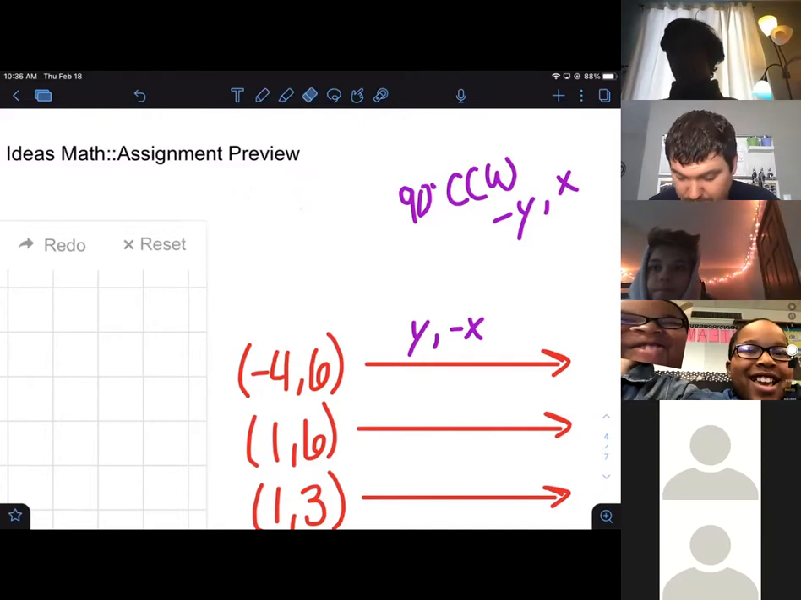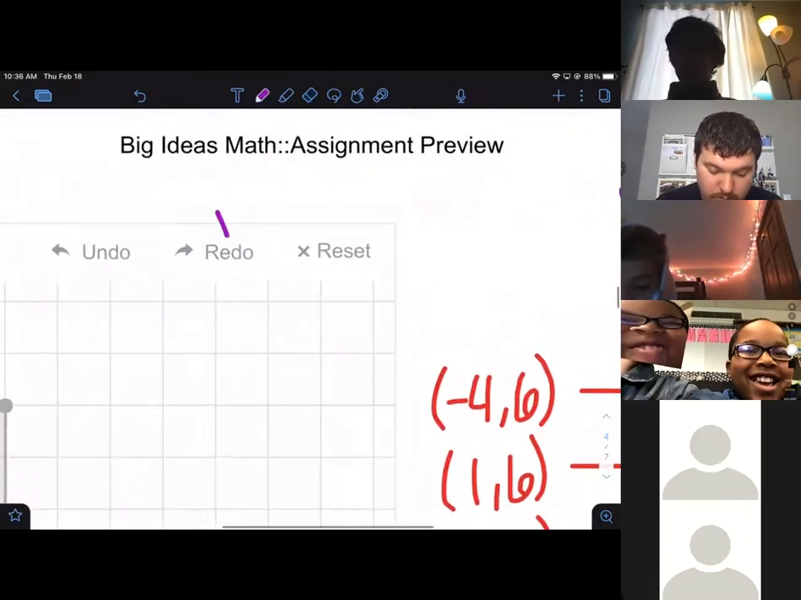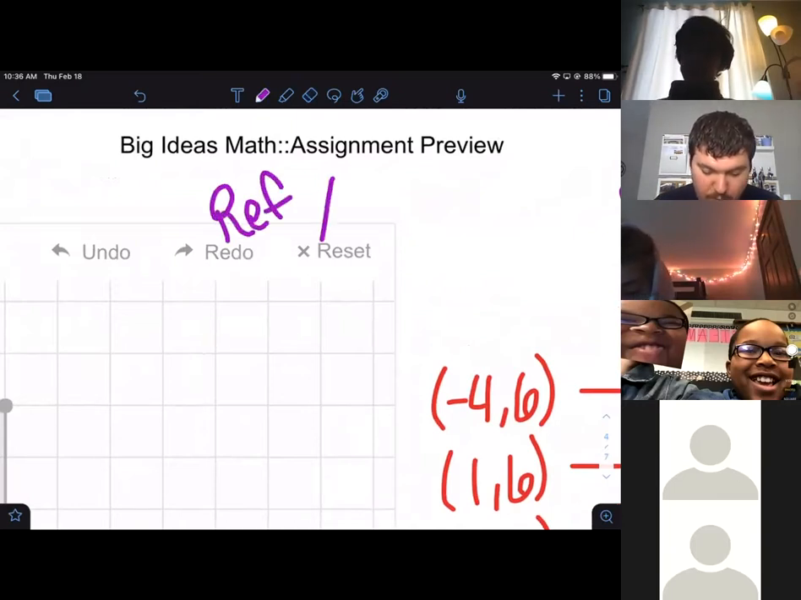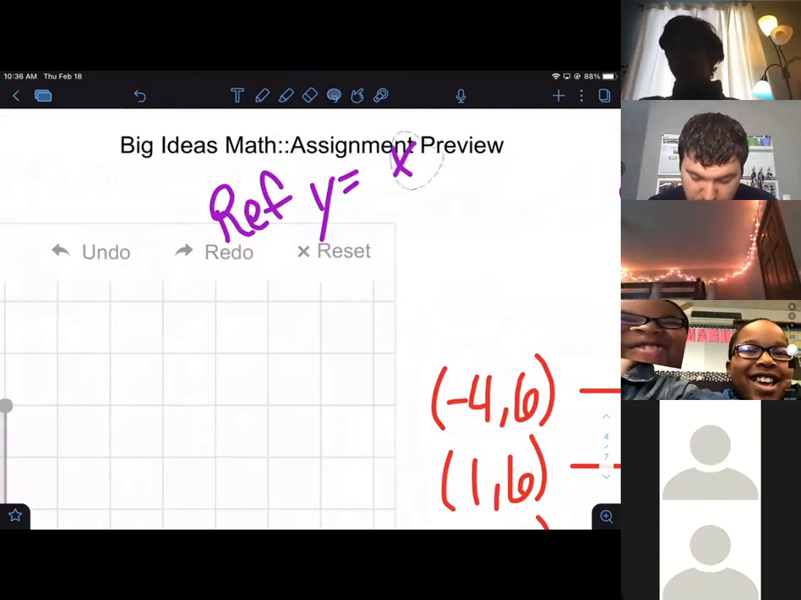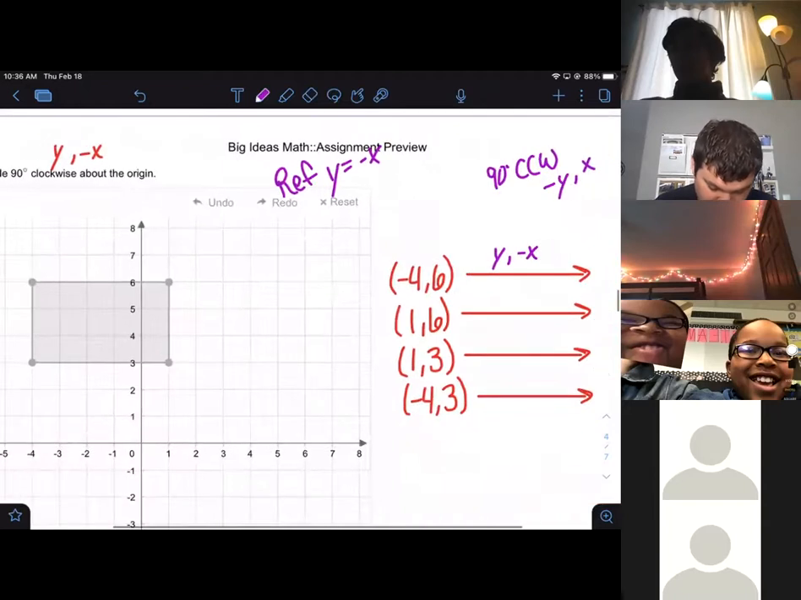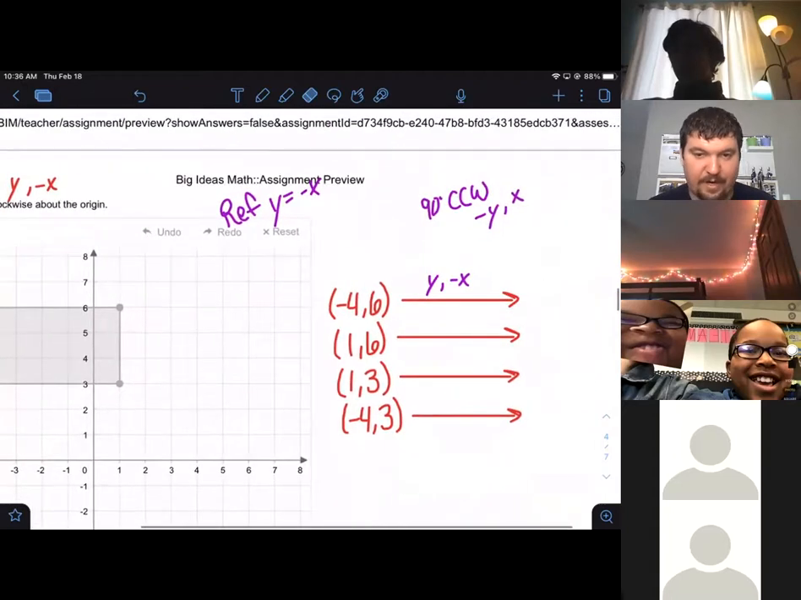Okay. Mr. Byte? Yes. When you reflect over the line y equals negative x, do you flip both the y and x and then make them both negative? Nope, just flip them. If you reflect over the line y equals x, which is probably the least talked about transformation... wait, no, y equals negative x. Yeah, I think you would flip them and make them both negative, because now instead of reflecting over this line, you're reflecting over that line. I think you're right. I'd have to double check myself after class, but I think you're right.